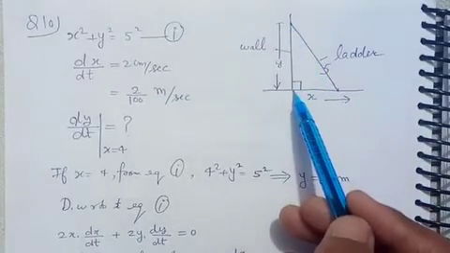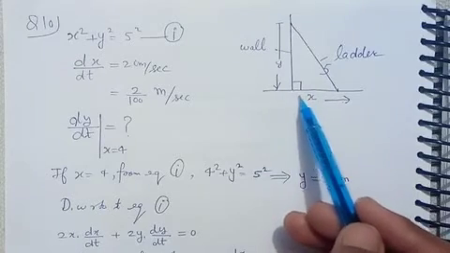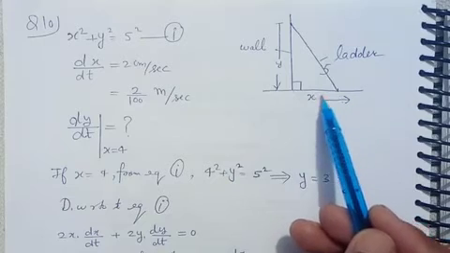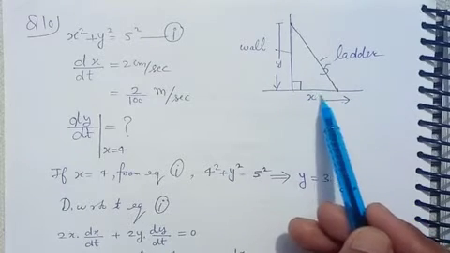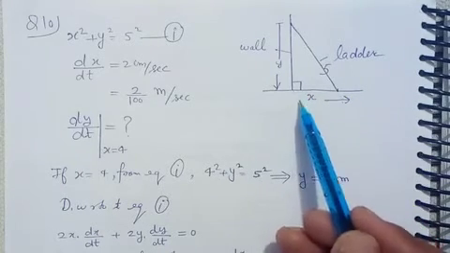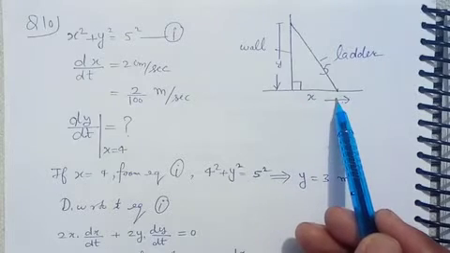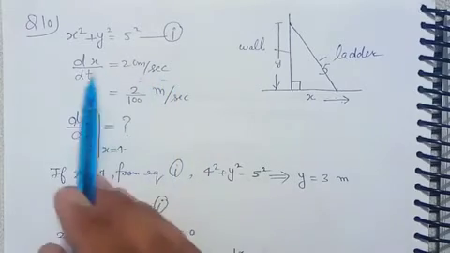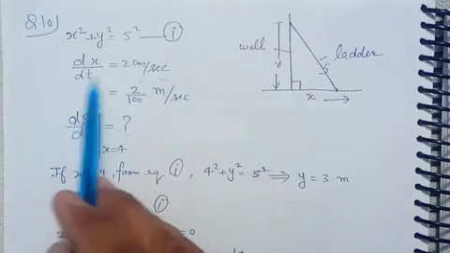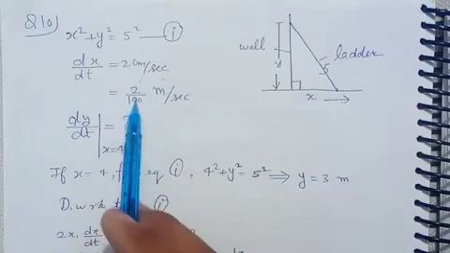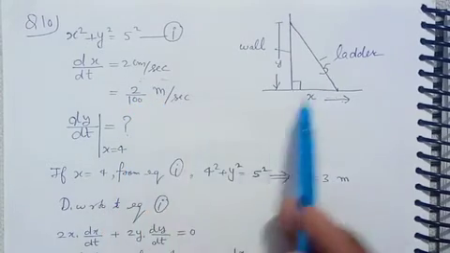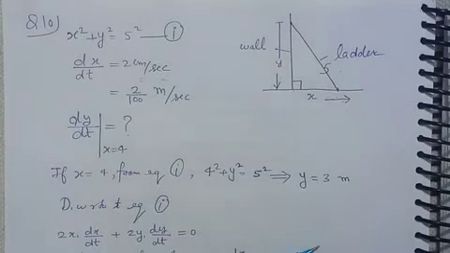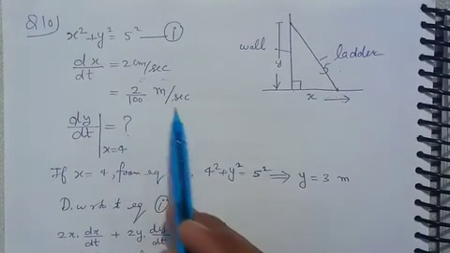This is the vertical wall. Suppose this length is x, this height is y. The ladder is pulled away from the wall. It means this x is increasing at the rate of 2 centimeter per second. So this is the rate of change of x. So dx upon dt is 2 centimeter per second or 2 by 100 meter per second. As a few values are given in meters, we are converting all the values into meters. So dx upon dt is 2 by 100 meters per second.